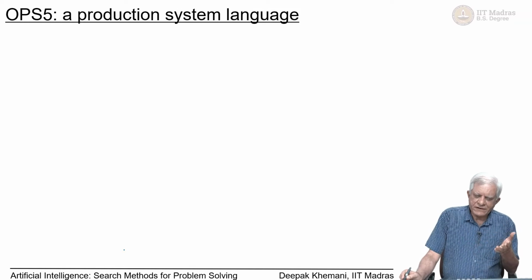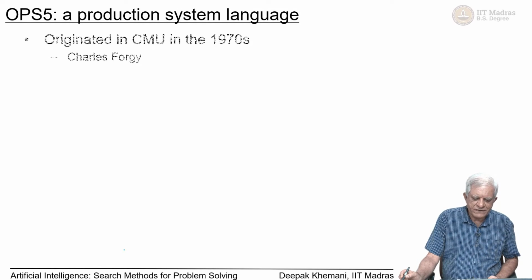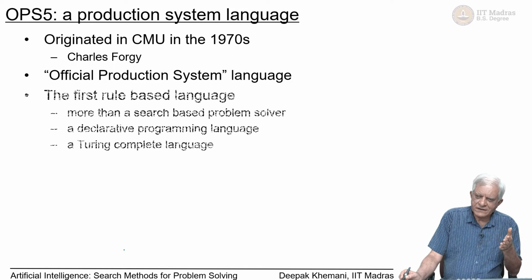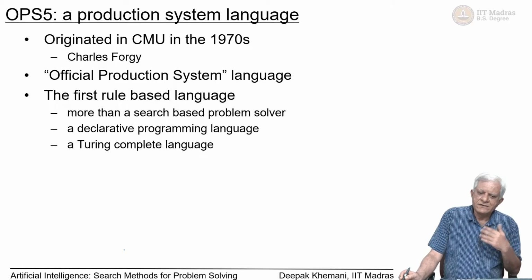So, there is a language which started all this, a production system language called OPS 5. It was devised by Charles Forgy at Carnegie Mellon University in the 1970s. Remember from our history of AI that CMU was a very prominent center for AI, with Simon and Newell working there and many of their group.